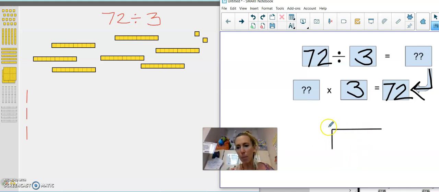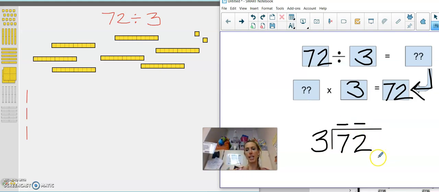So let's set up our division house. So what am I going to put on the inside? The first number we started with, 72, and we're writing really neatly. And we're dividing it into groups of 3. And now I check and say, how many digits do I have in the number 72? I have 2. Cha-ching. I'm ready to go.